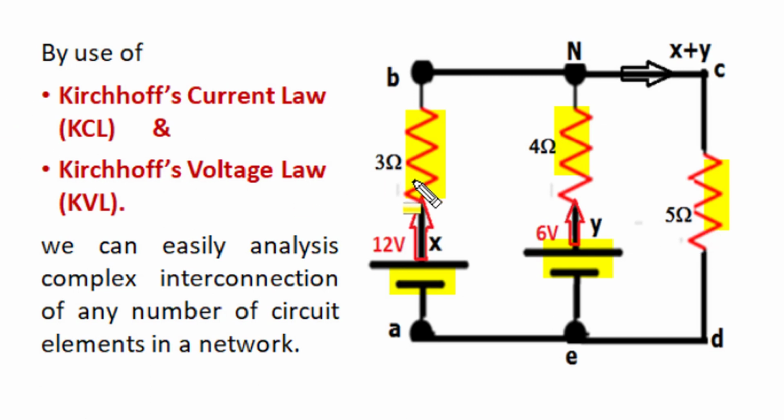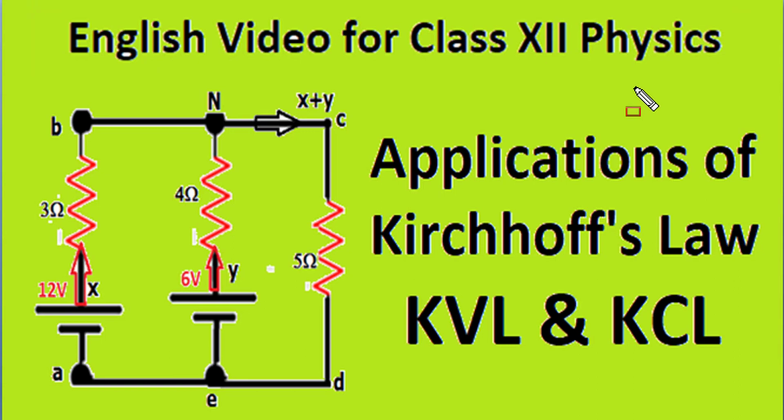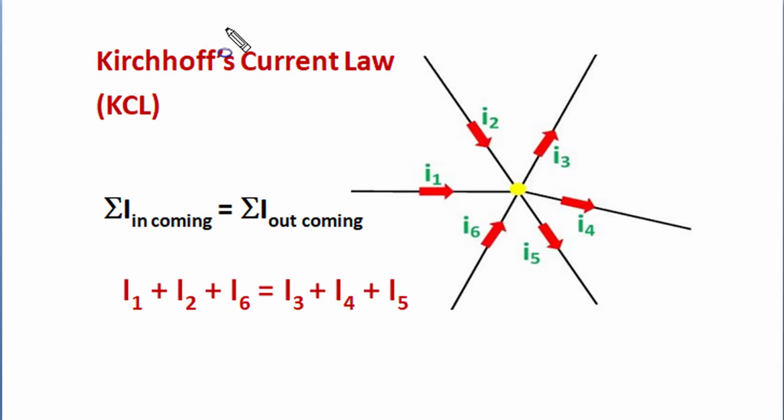But by the use of Kirchhoff's two law, Kirchhoff current law KCL and Kirchhoff voltage law, we can easily analyze this interconnection of resistances with batteries. First we understood the basic statement of two Kirchhoff's law, Kirchhoff voltage law and Kirchhoff current law. Kirchhoff current law is applicable to a node junction point where more than two branches meets together. The basic statement of Kirchhoff current law says that at any junction of electric circuit, summation of all incoming current is equal to summation of all outgoing current.